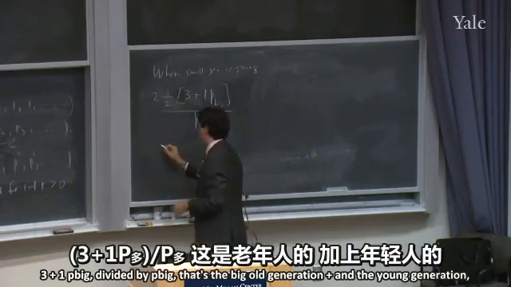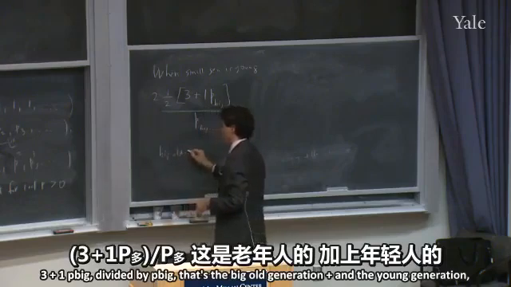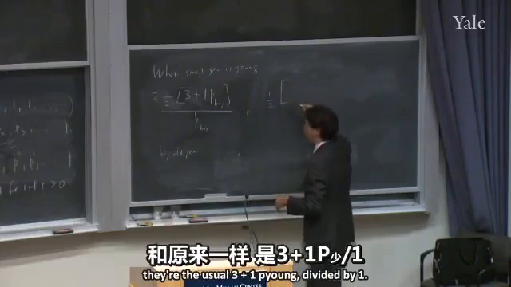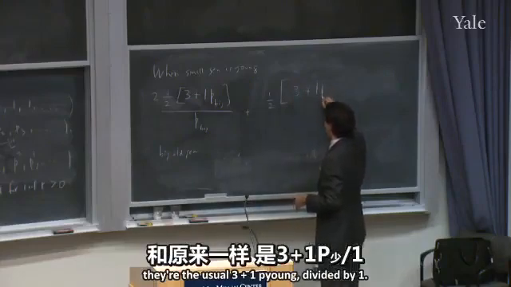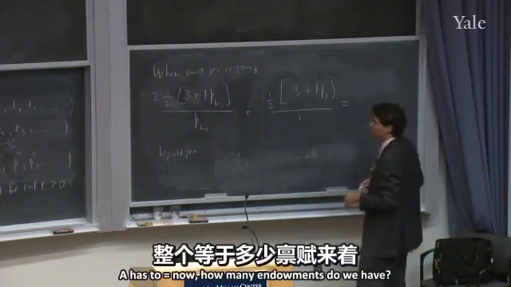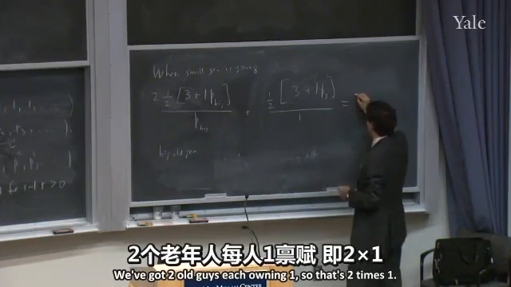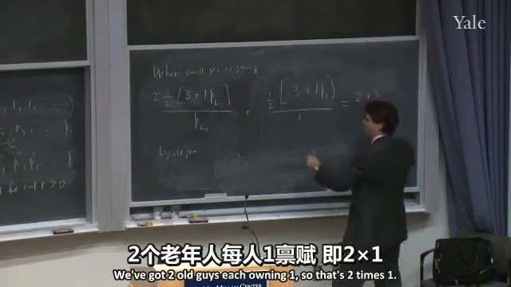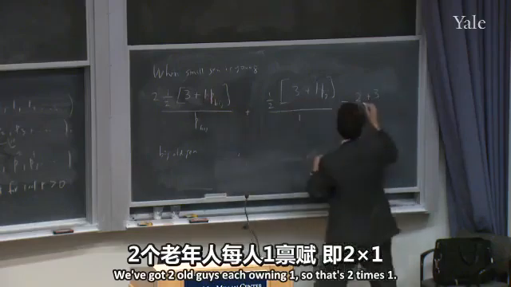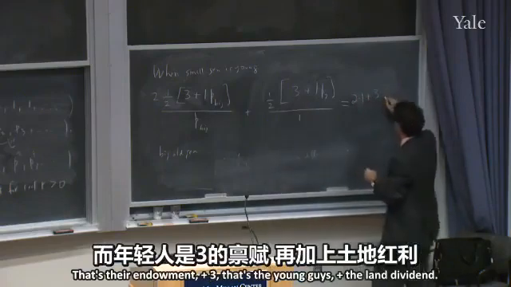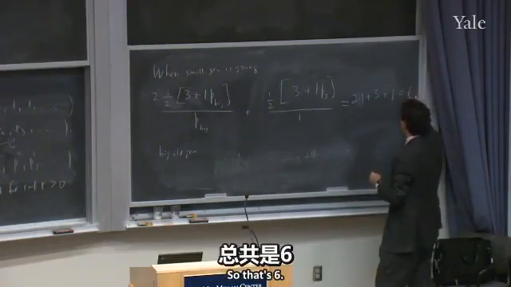That's the big old generation, plus the young generation, they're the usual 3 plus 1 P young divided by 1, has to equal, now how many endowments do we have? We've got 2 old guys each owning 1, so that's 2 times 1, that's their endowment, plus 3, that's the young guys, plus the land dividend, so that's 6.